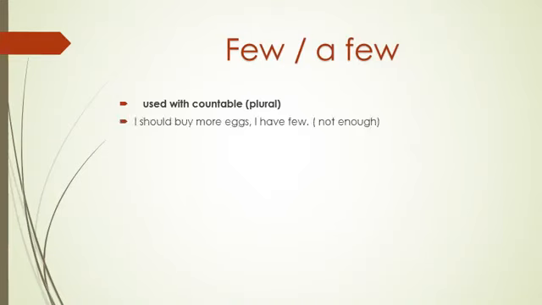I have few. So eggs here is countable and it is plural. Why did we use few, not a few? Let's see the following example. I shouldn't buy more eggs. I have a few eggs, of course.